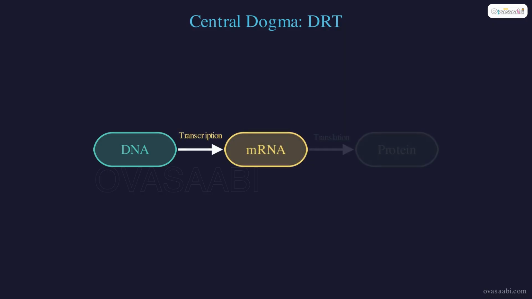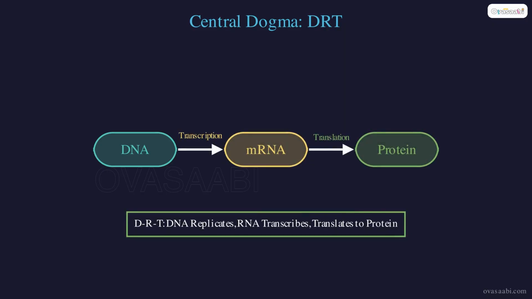Remember the path: DNA to RNA to protein. Use the phrase DRT. DNA replicates, RNA transcribes, then translates. This is the central dogma of life.